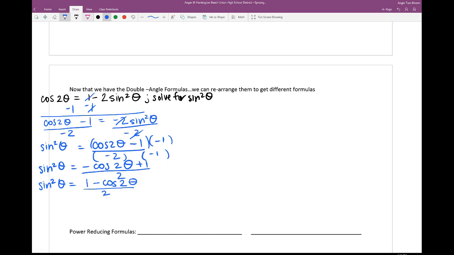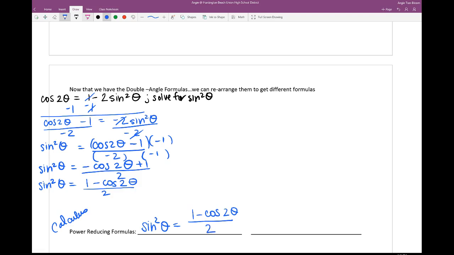Well, you know what this is? This is called power reducing formulas. So this is one of them. This is really important in calculus, so if you go into calculus, you should really know this. So sine square is 1 minus cosine of 2 theta all over 2.